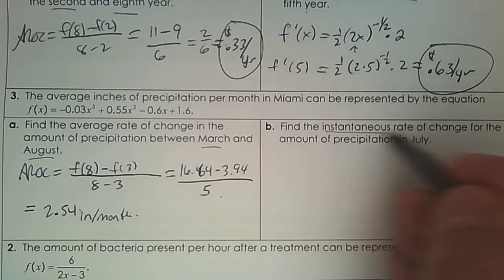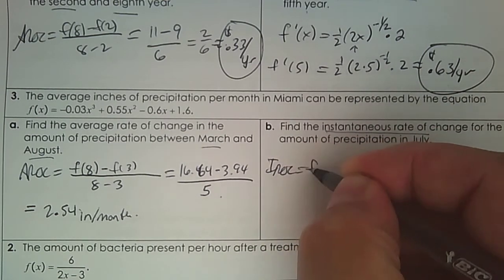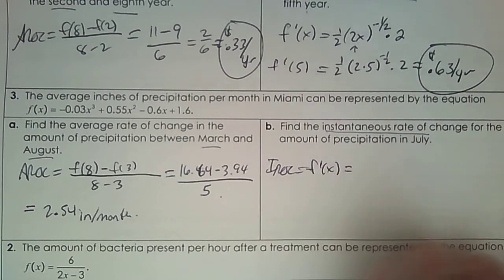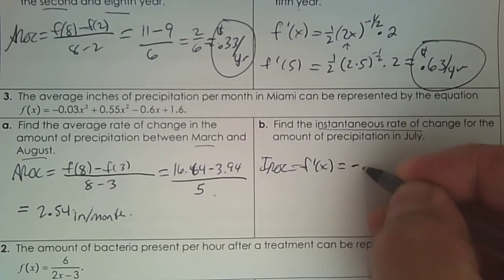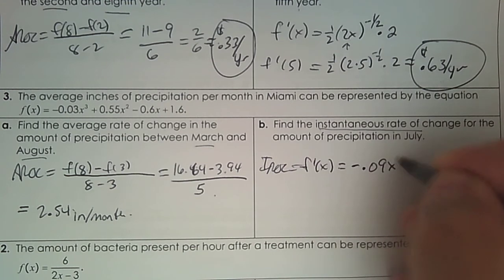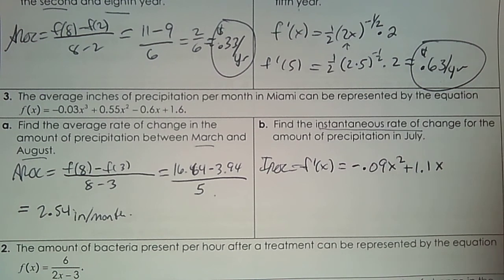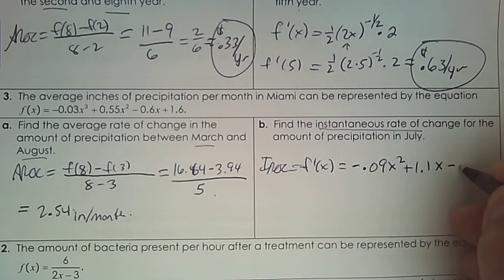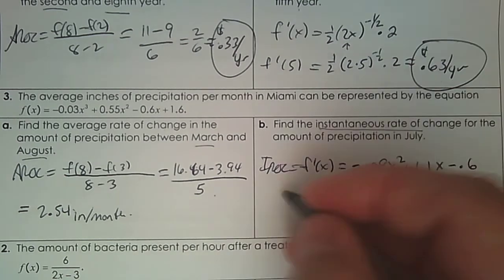Find the instantaneous rate of change. That's calculus. To find that, you take the derivative of what you see. Shortcut, 3 times negative 0.03 is negative 0.09. Subtract 1 from the exponent. 2 times 0.55 is 1.1. Subtract 1 from the exponent. And then negative 0.6. Then you substitute in.